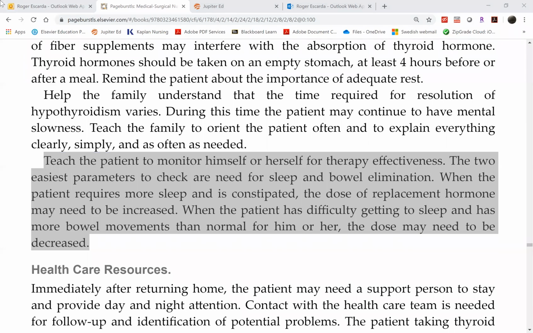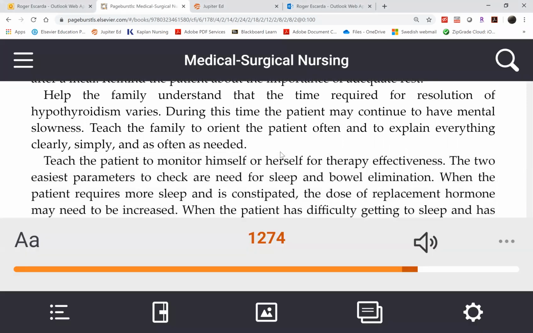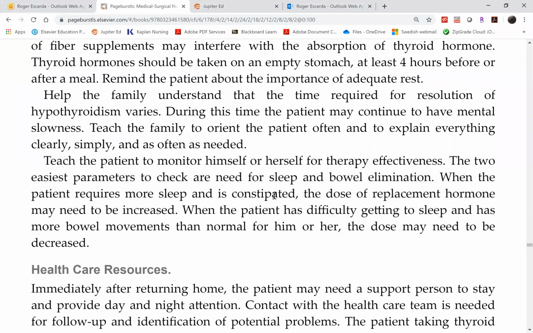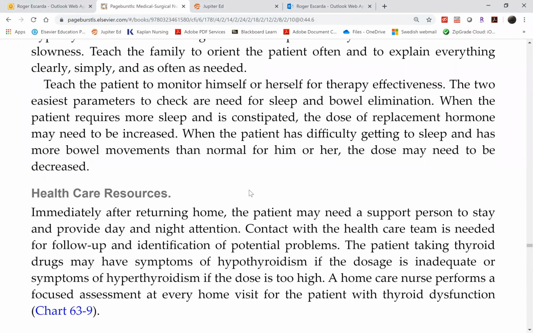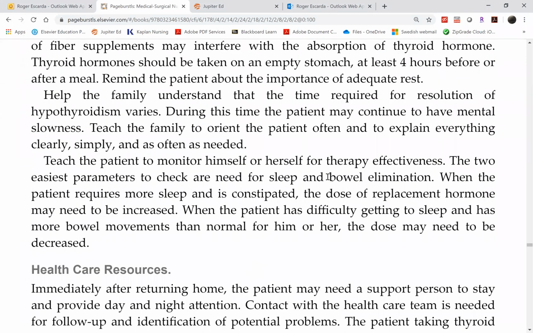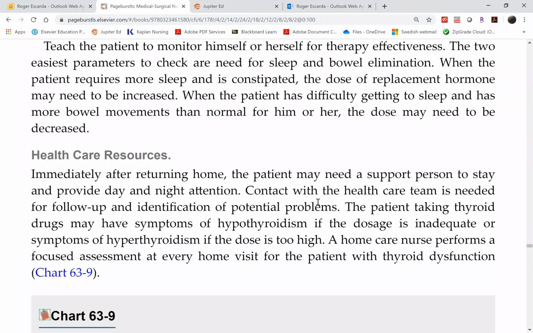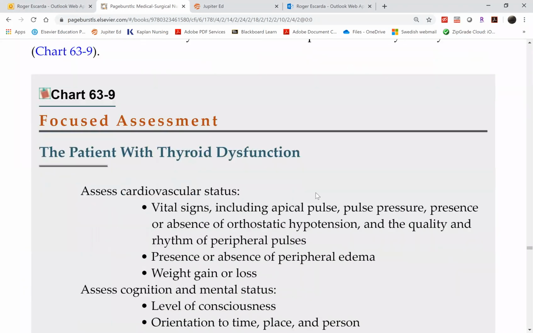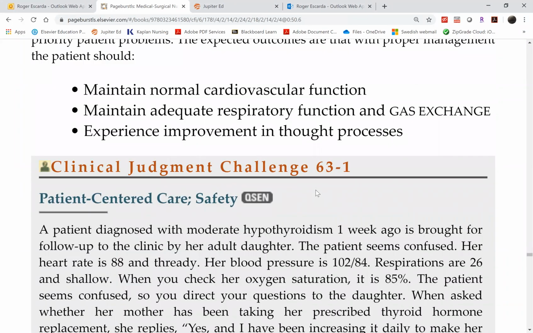When the patient has difficulty getting to sleep and has more bowel movements than normal for him or her, the dose may need to be decreased. Okay, so easy enough, right? So the patient could develop hyperthyroidism here, or they could go into myxedema if the dose is too low. And that's it. Short and sweet.